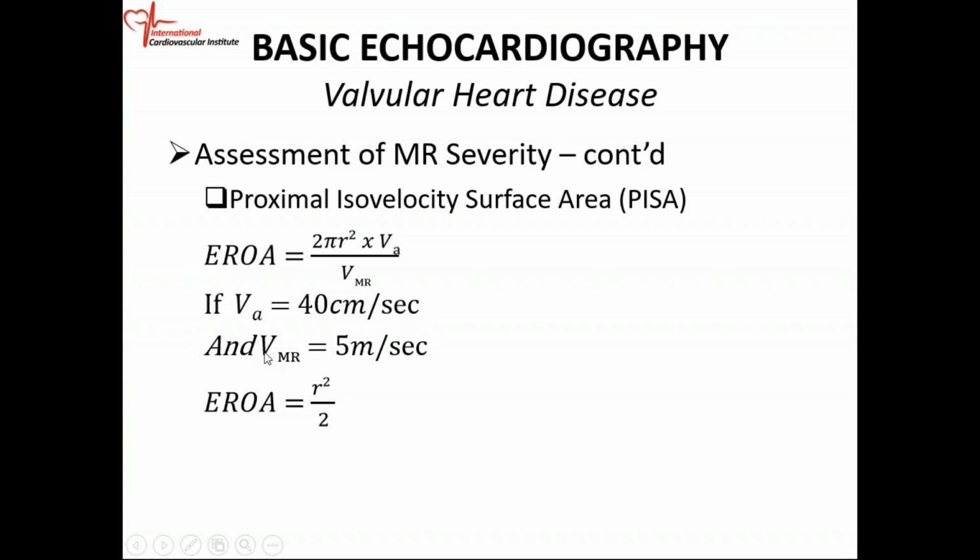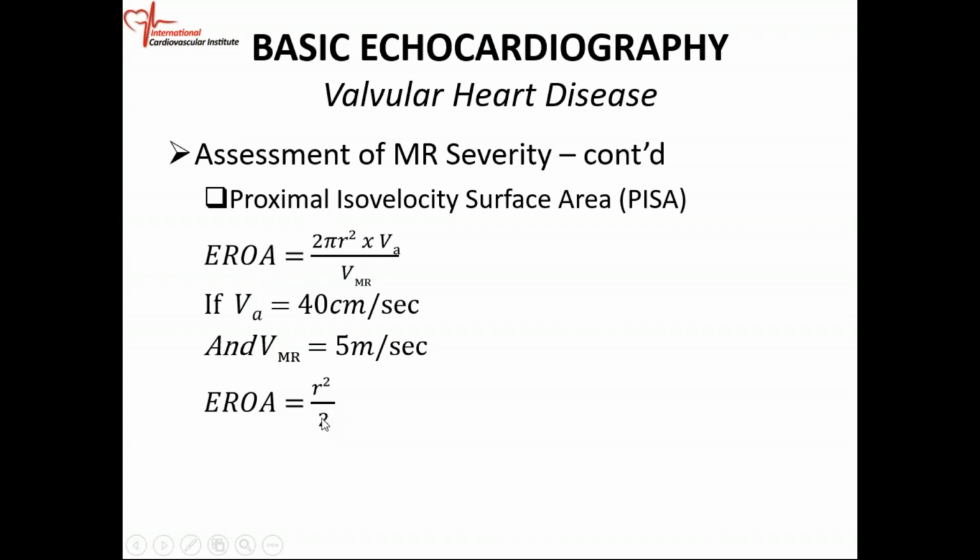And you'll also see that the mitral regurgitant velocity is 5 meters per second. So if the Aliasing velocity is 40 centimeters per second, and the mitral peak velocity is 5 meters per second, then EROA, once you plug it into the equation, is now R squared over 2.